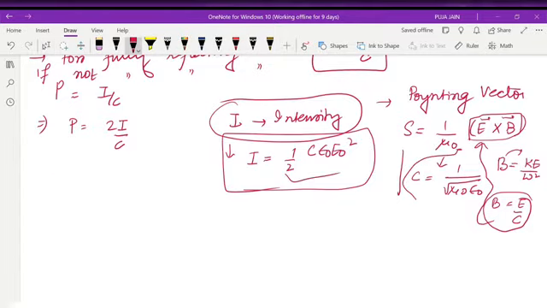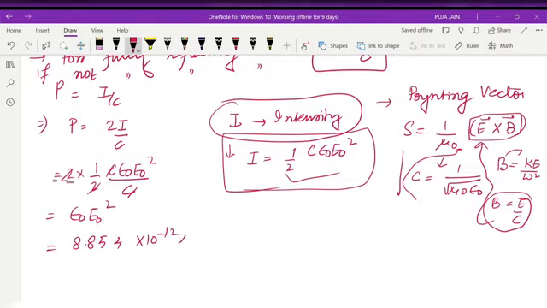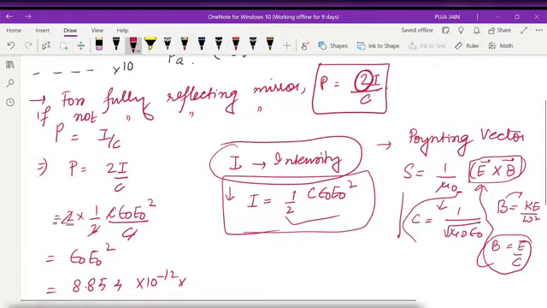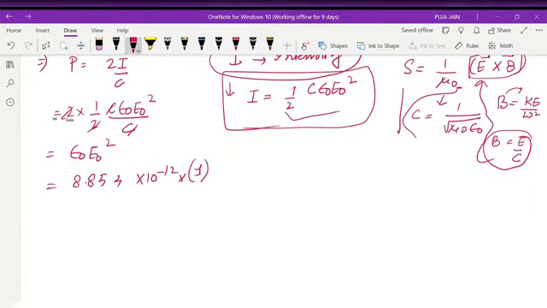So we will use the formula, that is 2 into half C epsilon naught E naught square by C. So this will cancel out and we will get epsilon naught E naught square. Okay. Now the epsilon naught value we know, 8.854 into 10 to the minus 12, and E naught they have already mentioned, it is 1 volt per meter. Okay. 1 square is 1 only. So we are getting 8.854 into 10 to the minus 12.